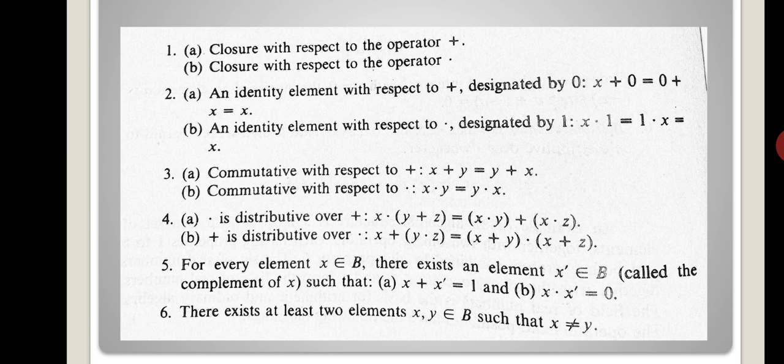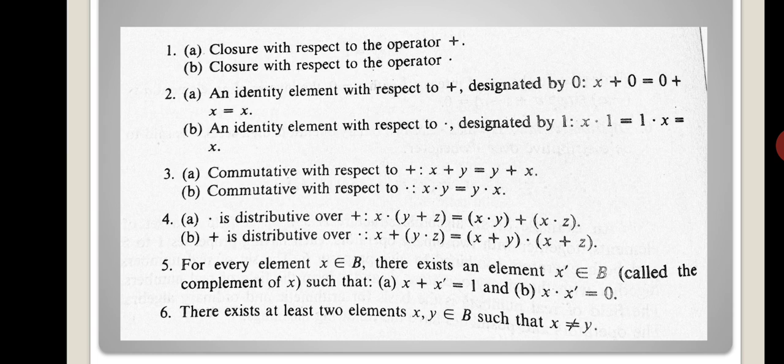We can say complement of x when we write x bar or x with the dash symbol. So you have two instructions: x plus x dash equal to 1, which you have to remember, and x dot x dash equal to 0. While solving theorems, if there is any concept of 1, that means 1 can be represented as x plus x dash, isn't it? So you have to remember this concept: x plus x dash equal to 1 as well as x dot x dash equal to 0.